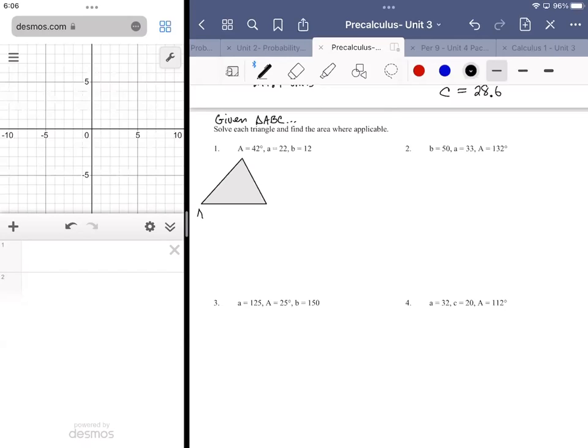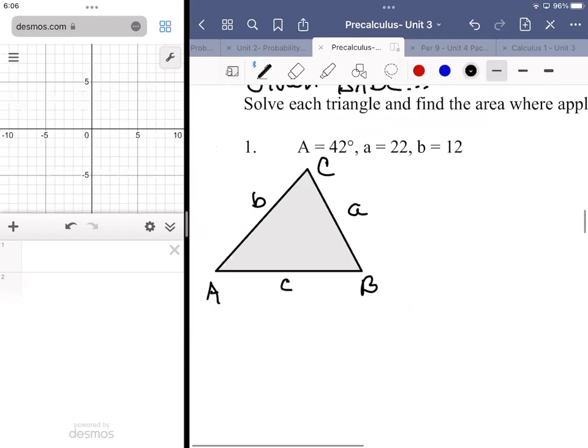So triangle ABC, oops, my iPad moved on me, with corresponding sides, lowercase a, lowercase b, lowercase c. All right. My lowercase c looks about the same size as my uppercase C, so I'll make it a little smaller. So angle A is 42 degrees. I'm going to bring it in here. 42 degrees. Side a is 22. Side b is 12. Okay.